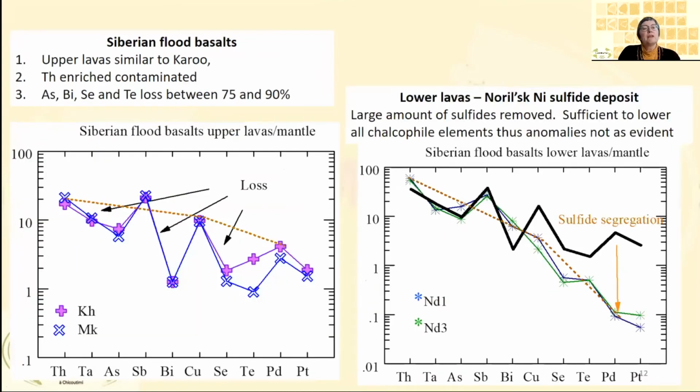Interesting, you come to the Siberian flood basalts, and I have to admit, I do not have many samples. We do not have many samples.